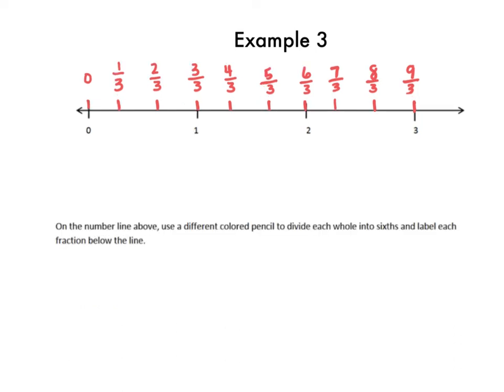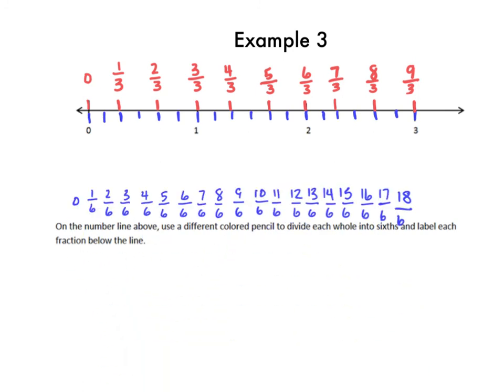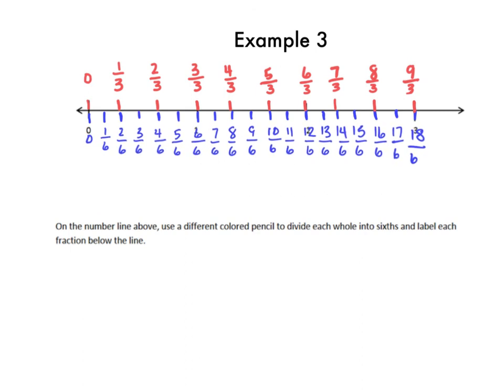Now we are going to use a different color to divide the whole into sixths and then label them with the fractions below the line. We'll use the color blue. We know that if we wanted to separate these into 6 equal parts, we can just put a line between each of the thirds. Now let's label those with the appropriate fractions. As we can see here, the whole is split into 6 equal parts, with each of the parts equaling 1/6 of the whole.